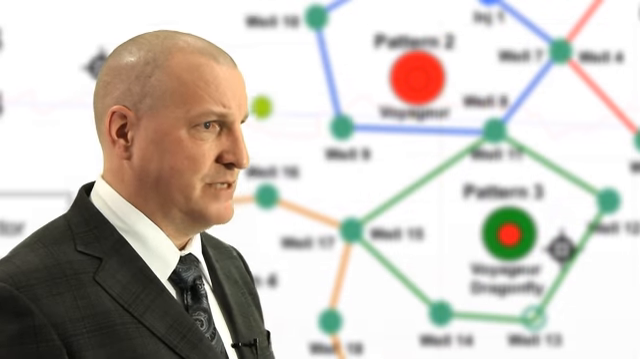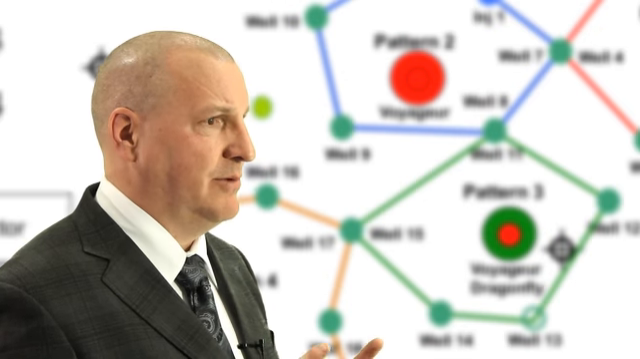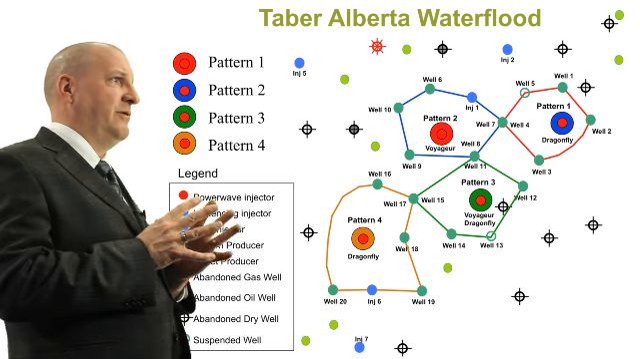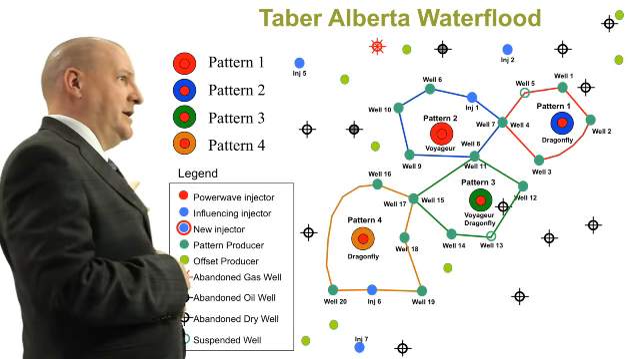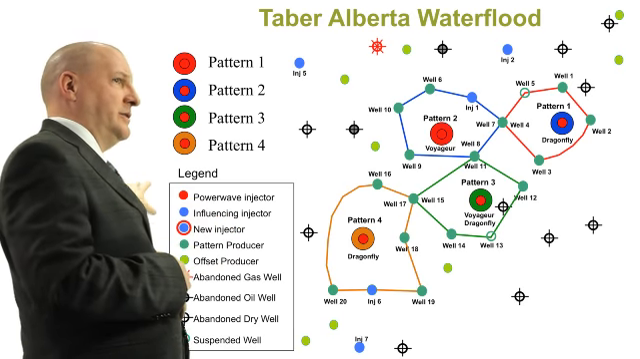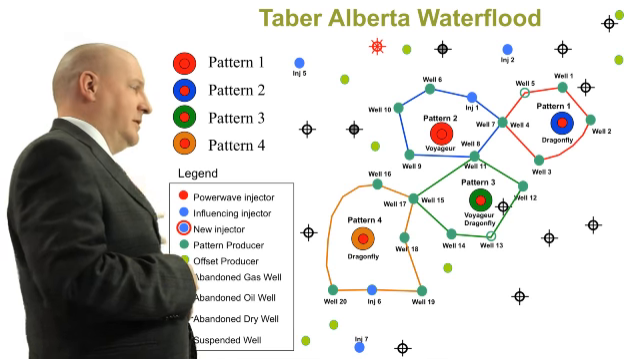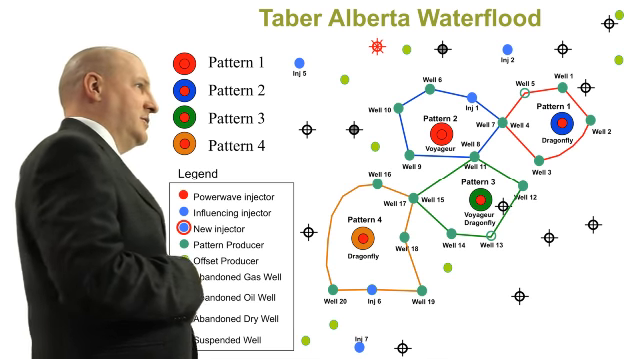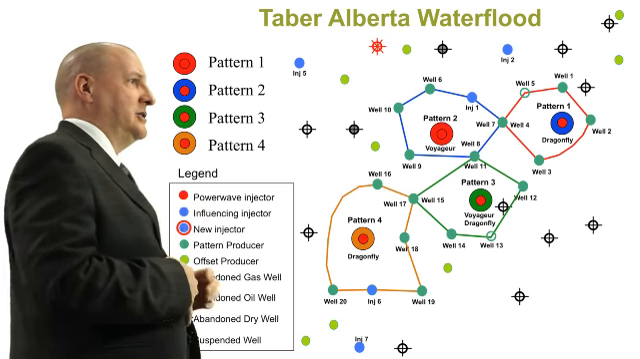This is an example from Taber, Alberta. In Taber, Alberta, we have a 4-well pilot here, and we've used some variations of the tools. You can see in pattern 3 here, we've actually used a Voyager and a Dragonfly throughout part of this test program. The other tools have remained consistent throughout, but pattern 3 had a change.